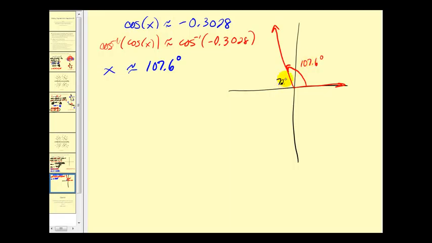The reason that's important is because remember that cosine is negative in both the second and the third quadrant. So there's another angle that has the same cosine function value in the third quadrant with the same reference angle. So if we sketch another reference angle of 72.4 degrees in this quadrant, this angle here will be another solution to this equation. So we'd have 180 plus 72.4, which is approximately 252.4 degrees.